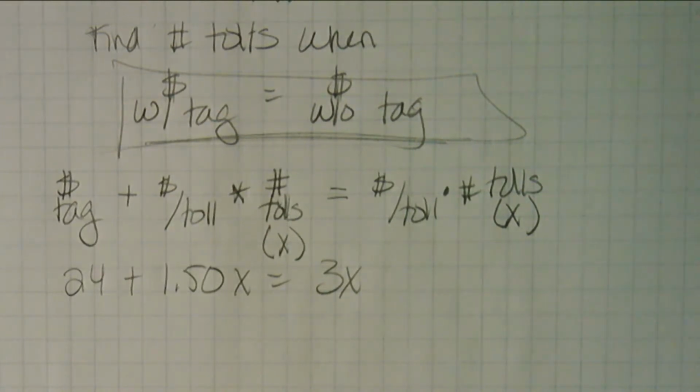My guess is, because of the order in which they gave it to you in the story itself, you flip-flopped. Because it says it costs you $24 to replace the tag. The cost of one toll when you don't use a tag is $3. The cost of the same toll when you do use a tag is $1.50. So they put the cost without the tag before the cost with the tag. My guess is you flip-flop.